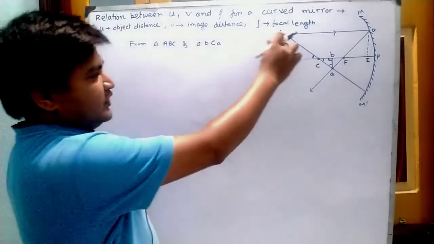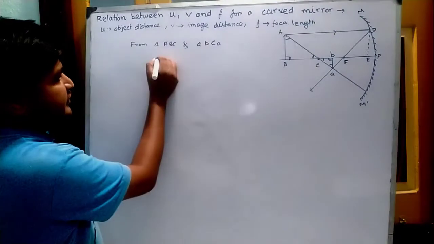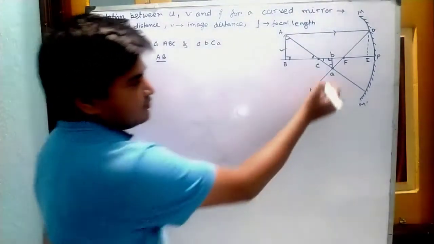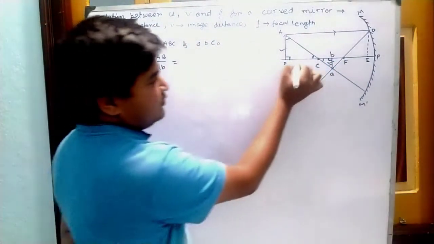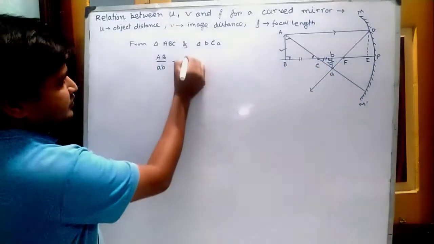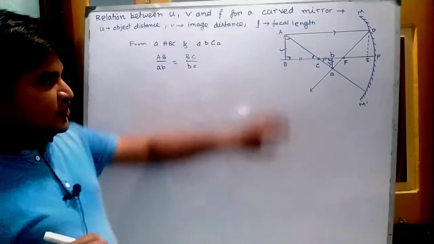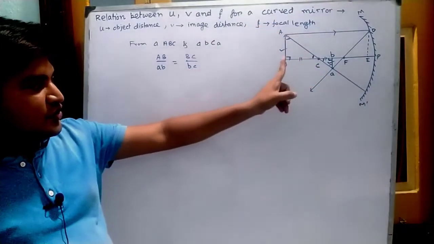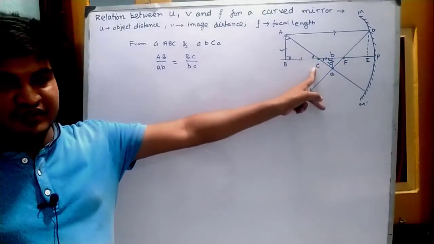So as both are the same by angles, we can write that AB by A'B' equals BC by B'C. That is, the height of the object by the height of the image equals the distance of the object from the center equals the distance of the image from the center.